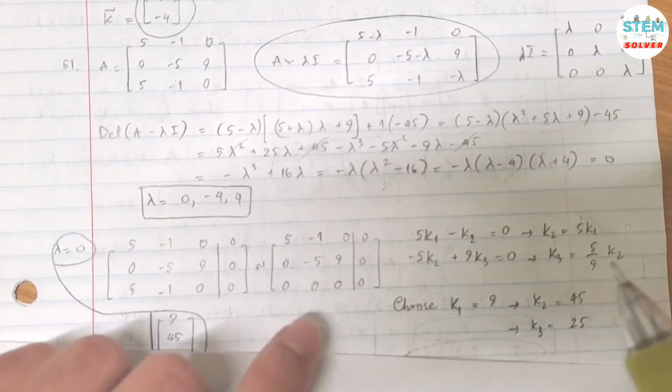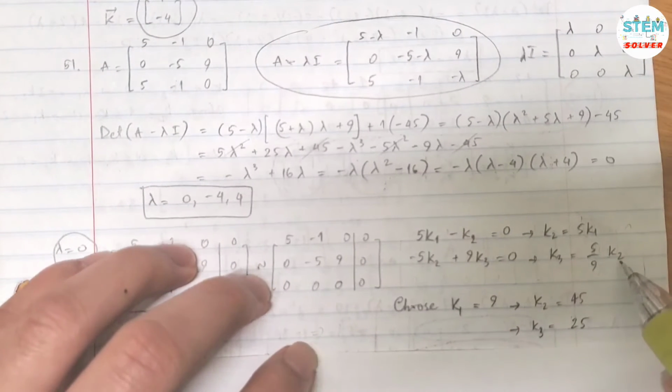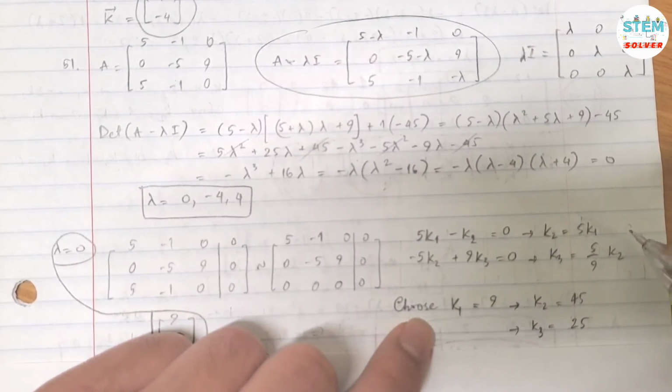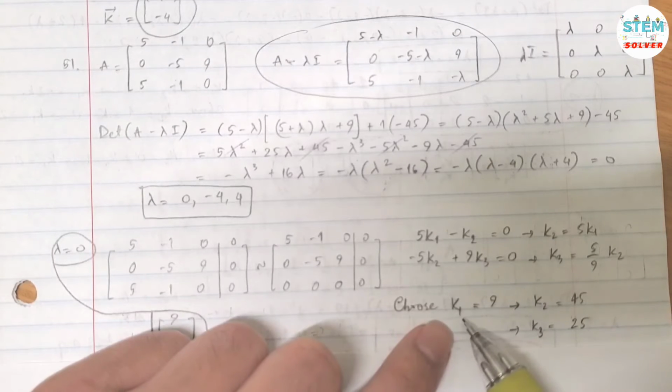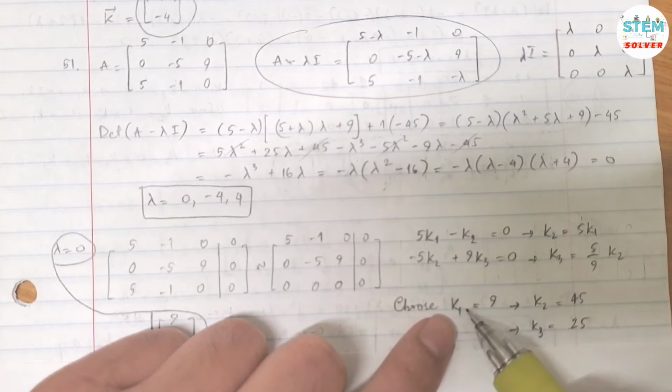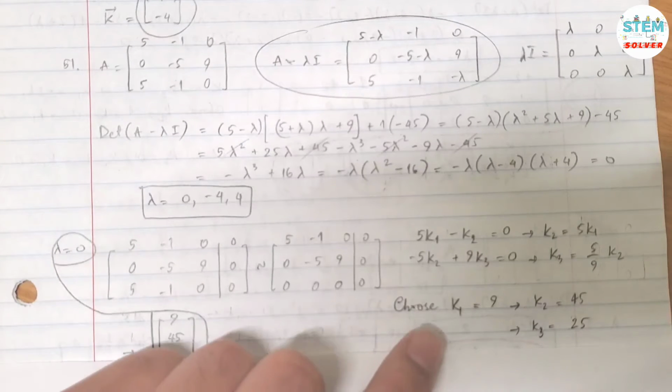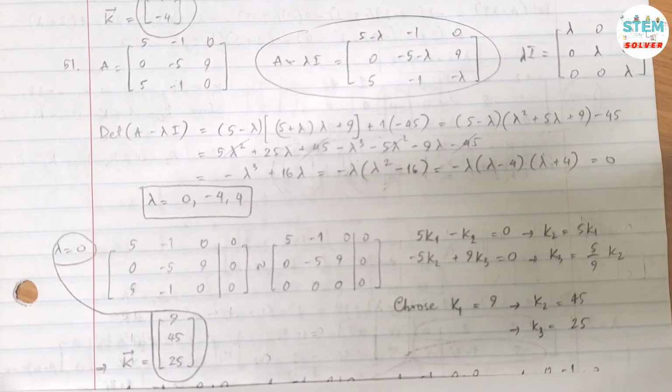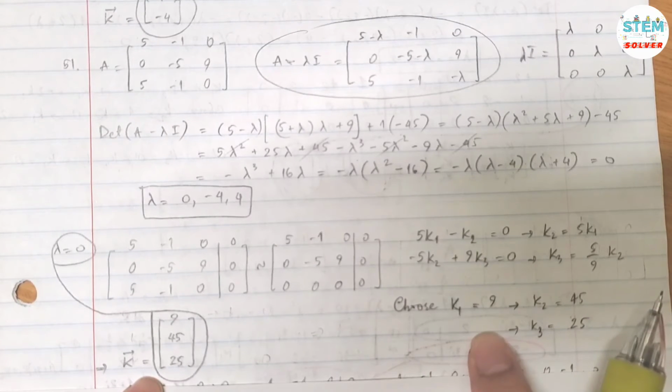Now if I choose k1 equals 9, that gives me 9 times 5, 45, equals k2. So when k2 equals 45, k3 is equal to 25. You can choose whatever value for k as long as it's not 0. So my eigenvector for lambda equals 0 is 9, 45, 25. This eigenvector can be something else, depending on what value of k you choose.